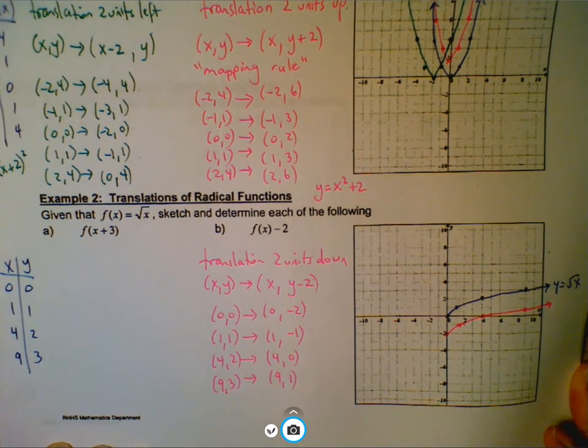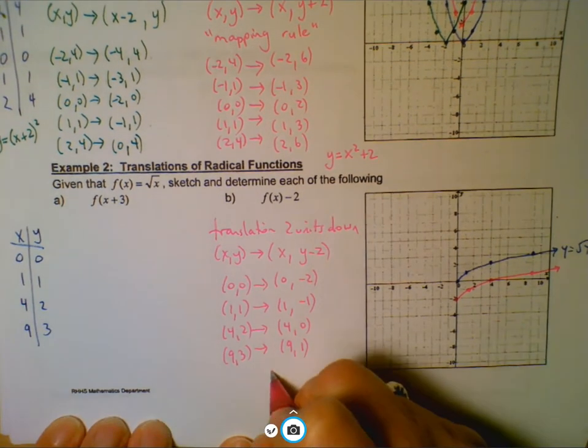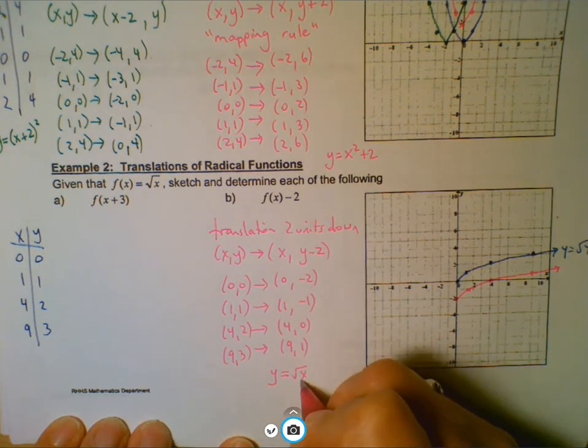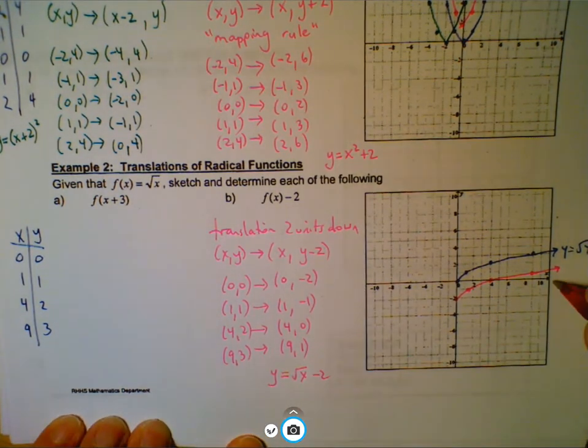All right, what's the equation? So y equals, so f of x is just the square root of x, and then I have a minus 2 on the end, so that's it.